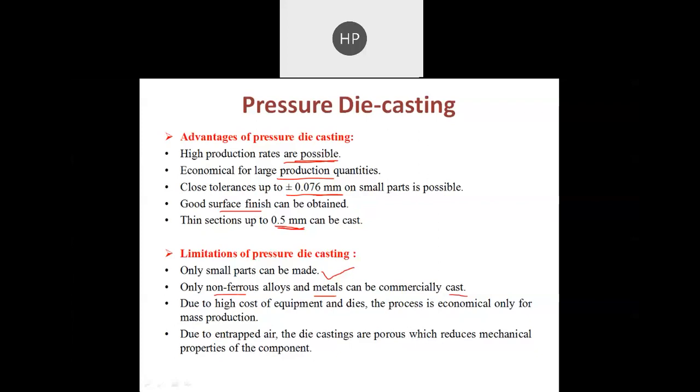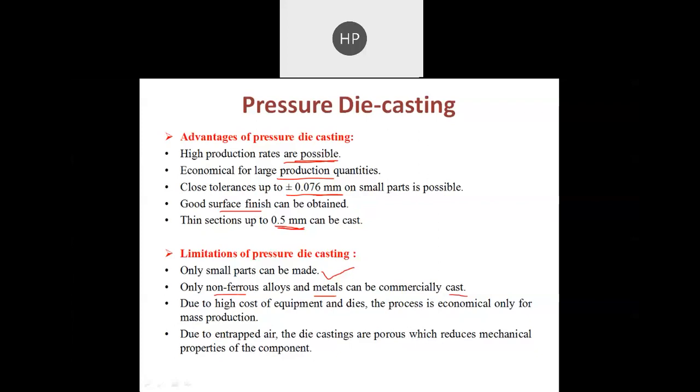Due to the high cost of equipment and die, the process is economical only for mass production, because the die, the cylinder and the plunger, as well as the furnace arrangement, are all very costly equipment. So for small production, if you purchase all these things, it is not economical. But when we have a large number of production, then we can go for pressure die casting.